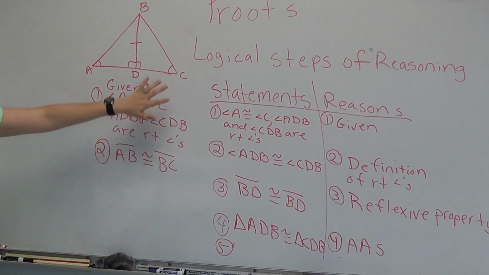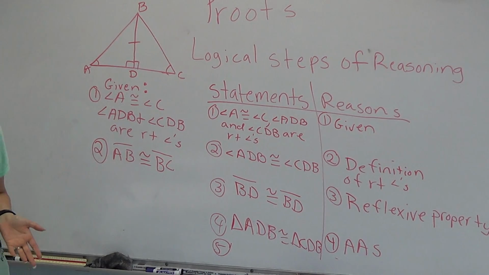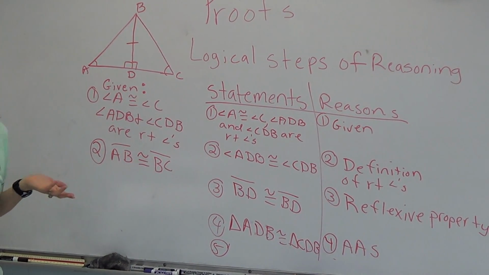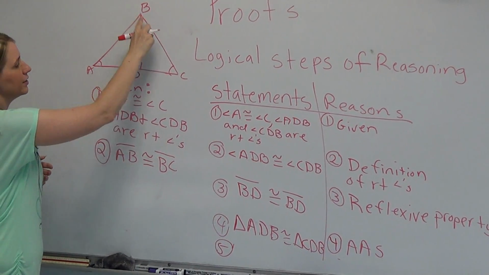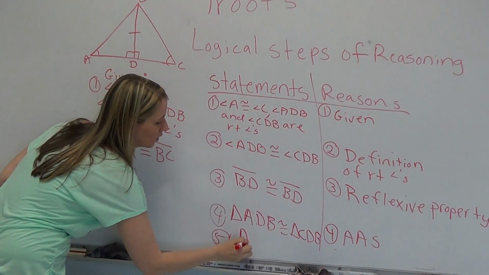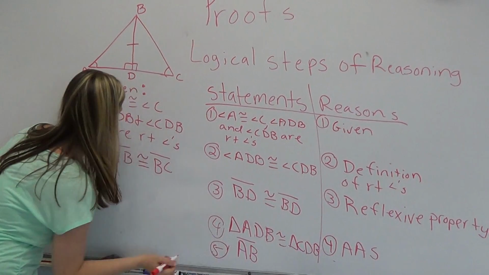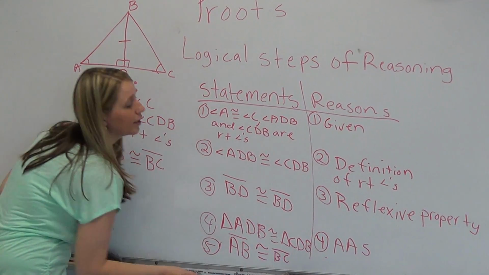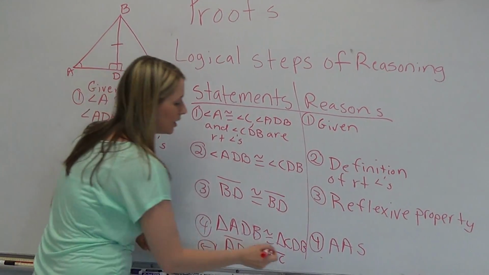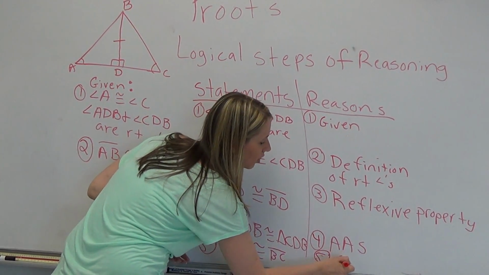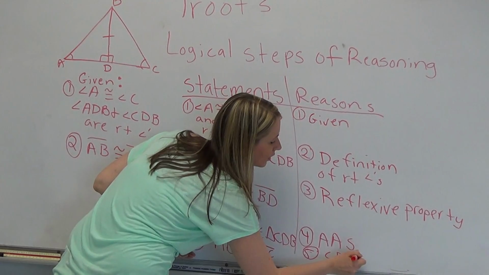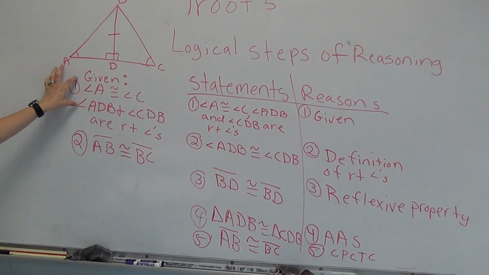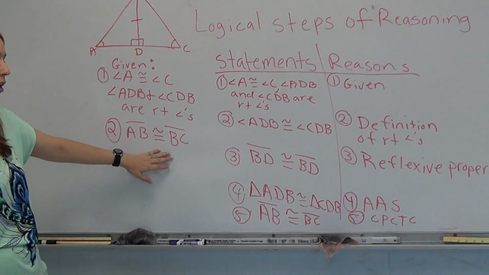So, now I know the triangles are congruent, and like we learned earlier with CPCTC, if the triangles are congruent, then everything else has to be congruent. So now I can say that AB is congruent to BC. And the reason I know that is CPCTC. The corresponding parts of congruent triangles are congruent. Now we've gotten from this all the way to here, and we're done with our proof.